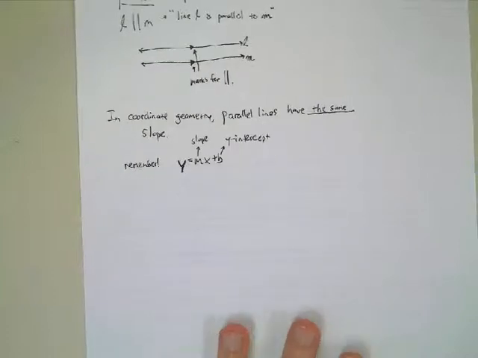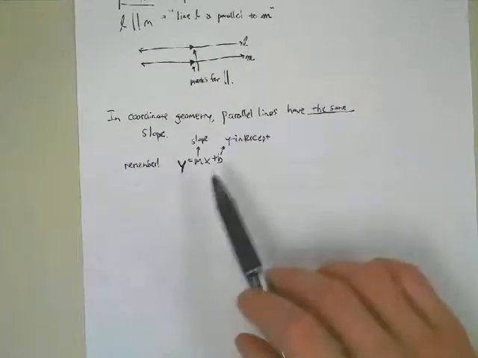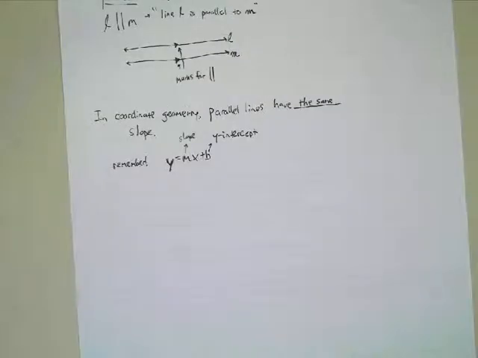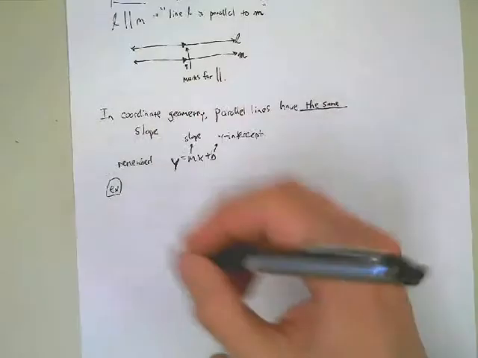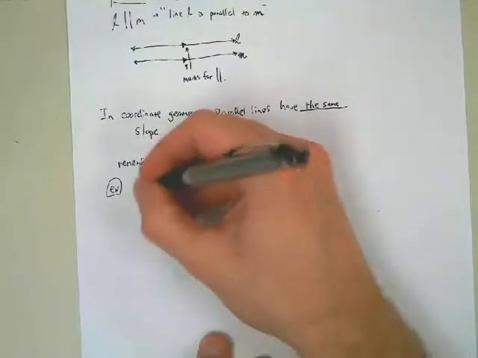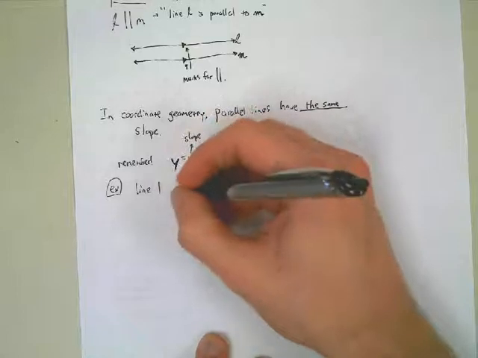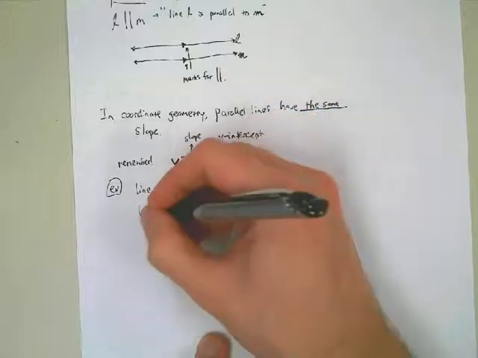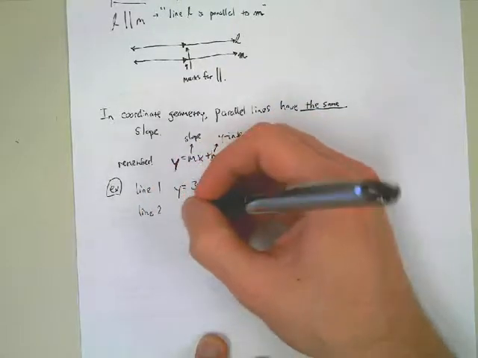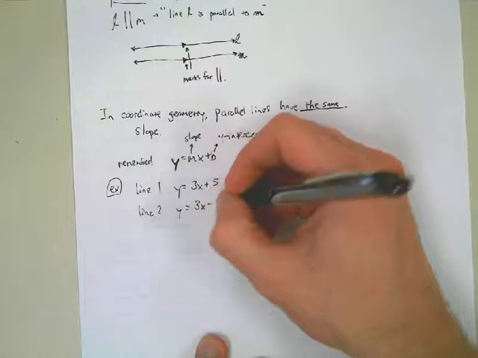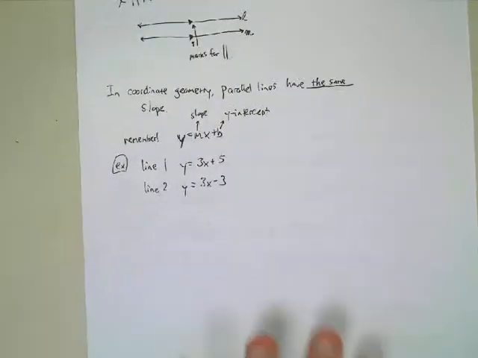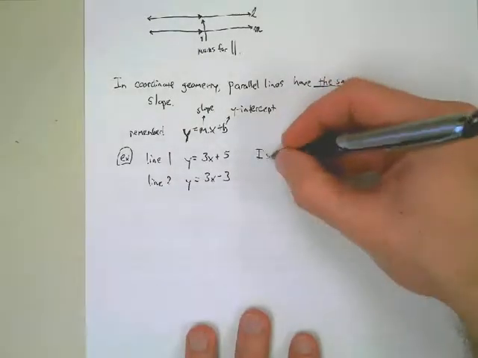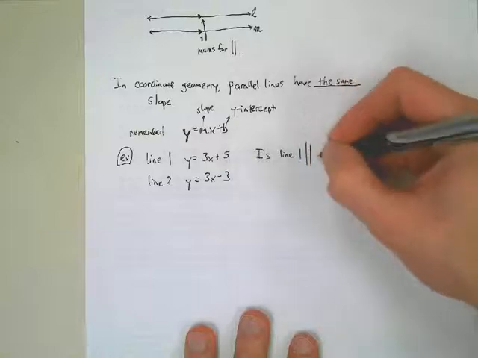All right, so that's the important information. That's why we call it slope-intercept form. It's called slope-intercept form because when you have a line written in this form, you have the slope of the line and you have the y-intercept for your line. So let's take a look at an example. Let's say that line 1 is the equation y equals 3x plus 5, and line 2 is the equation y equals 3x minus 3. Is line 1 parallel to line 2?